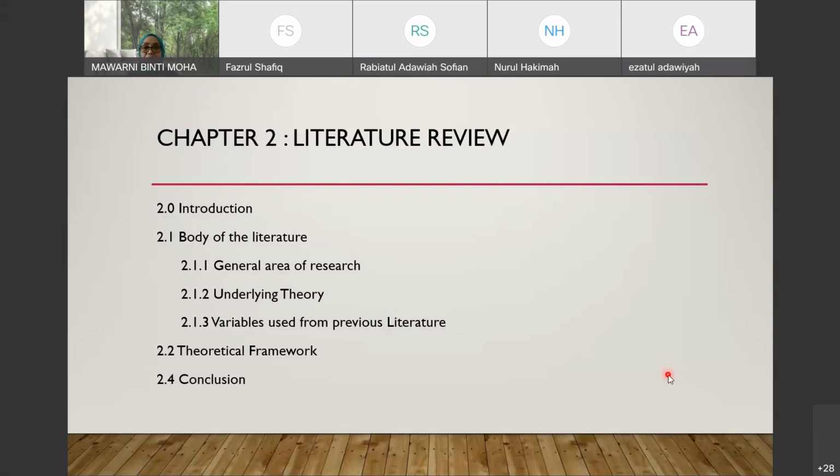Basically, these are the aspects that you need to have, all right? You must, again, as I mentioned, have your introduction and your conclusion. It's very important. And then 2.1 is the body of the literature, your general area of research. If you're talking about leisure, ESL, or art education, you give a general understanding of the area of research, okay? Then the underlying theory, and then the variables used from previous literature.